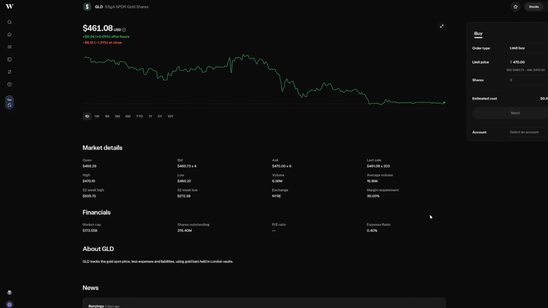The main difference here is that GLD trades in US dollars on US exchanges. So if you buy it on Wealthsimple, you may have to convert Canadian dollars into US dollars. For many Canadian investors, that currency conversion fee makes Canadian-listed ETFs like CGL simpler.